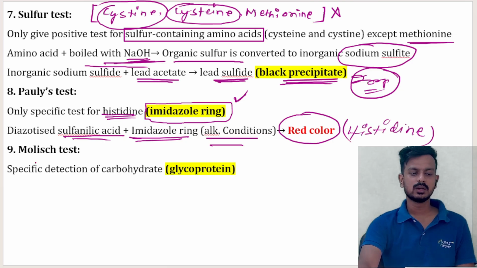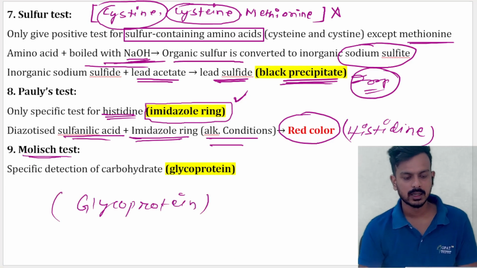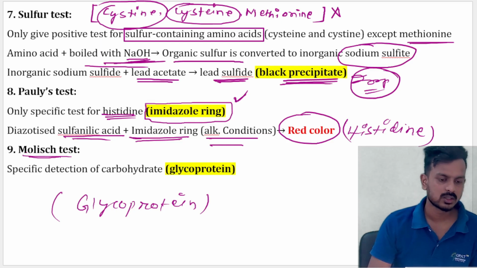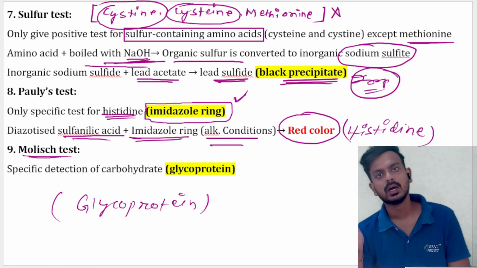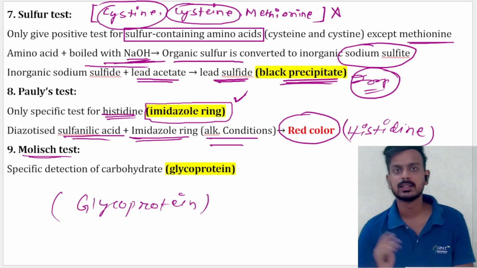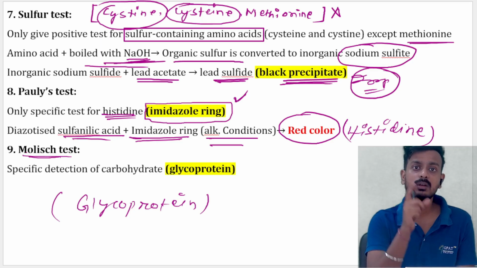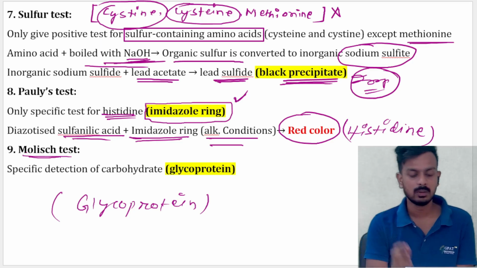And the specific detection in the Molisch test. So the Molisch test is for the detection of glycoprotein. Okay, the Molisch test is used for the detection of what? Glycoprotein. I hope you understood the different tests and their applications. Now I will summarize what we have learned, in a tabular form.